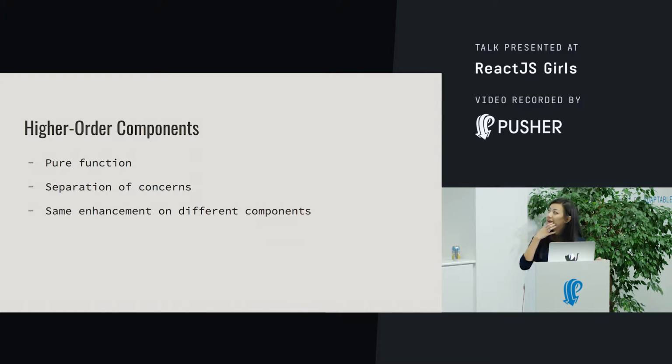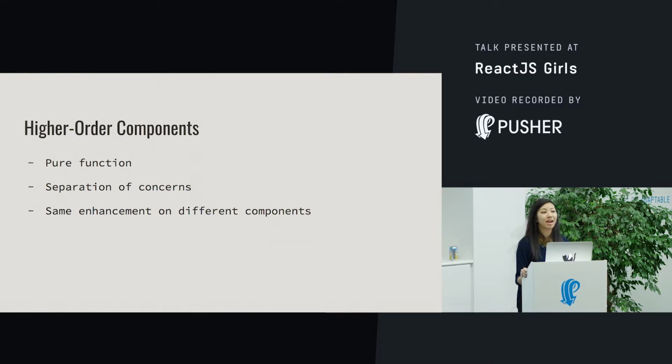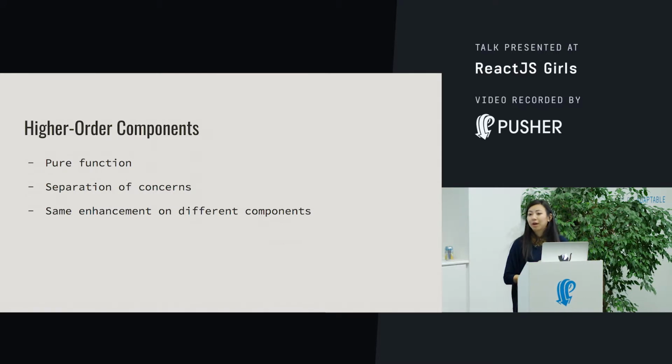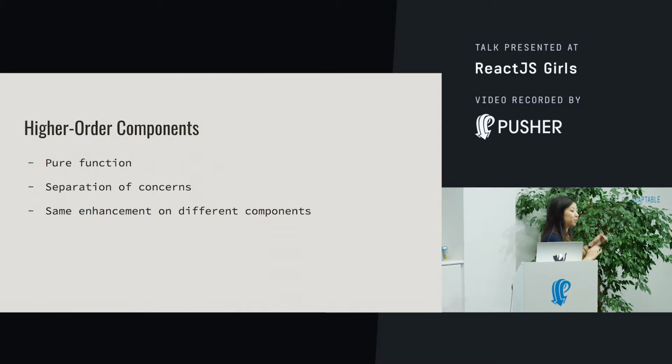Okay, so in summary, higher order components are pure functions. It means you can clean up a component and take out all the handlers, any lifecycle methods and stuff, and separate them out so that you have a pure presentational component. It's a lot easier to read. And then if you have a bunch of higher order components, you can reuse them and wrap multiple components with them elsewhere in your code.